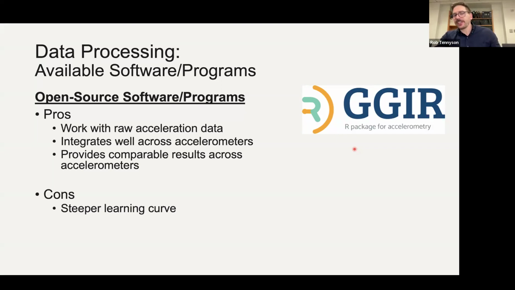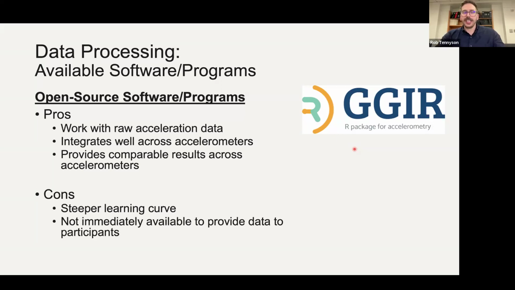So although you don't need to become an expert in it, every time that I've used it, it does require some R programming skills and does require someone at least to sit down and devote some time into selecting the options that you want. And then also it's not immediately available to provide data to participants. So it's not going to be as quick as Actilife's just kind of like save print.